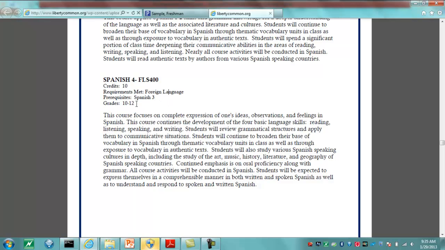The prerequisite for Spanish 4 would be Spanish 3. That means you have to take and pass Spanish 3 before you could take Spanish 4. And then you can see that this class is offered to grades 10 through 12.